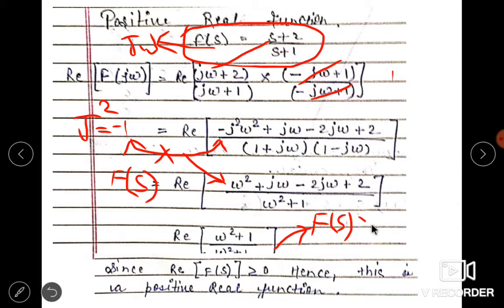Since the function of Fs means this one is greater than equal to 0, hence this is a positive real function. So the first condition is satisfied. So this is the method, and these are the steps you have to follow while we are solving the positive real function numericals.